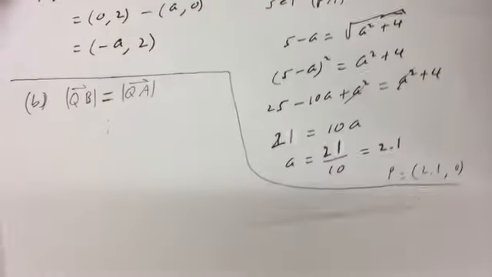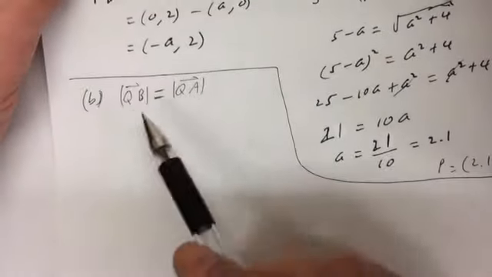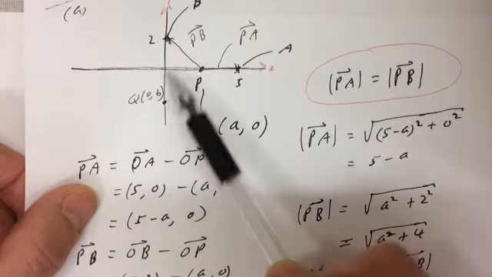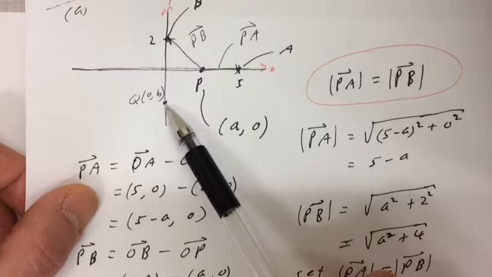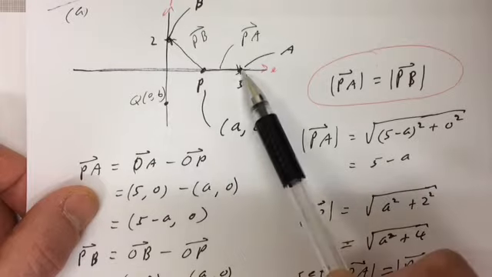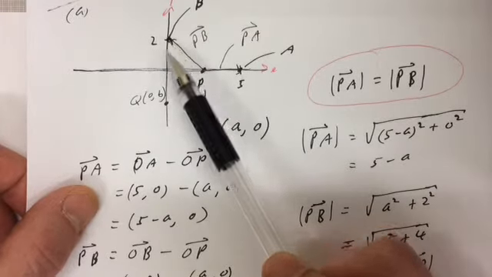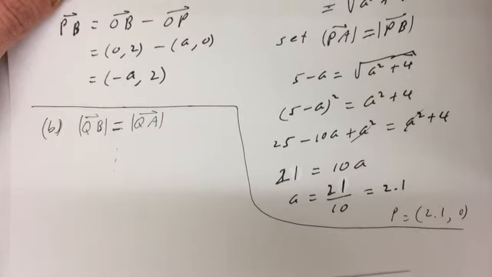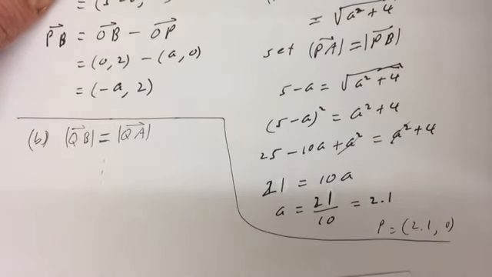Okay. B is done in a similar way. You want QB equal to QA, where Q is going to be the point on the y-axis, and you're going to have a vector from there to there and there to there. Okay, so QA and QB. And you'll want to solve that. So you do that in a very similar way. That's it for those questions.